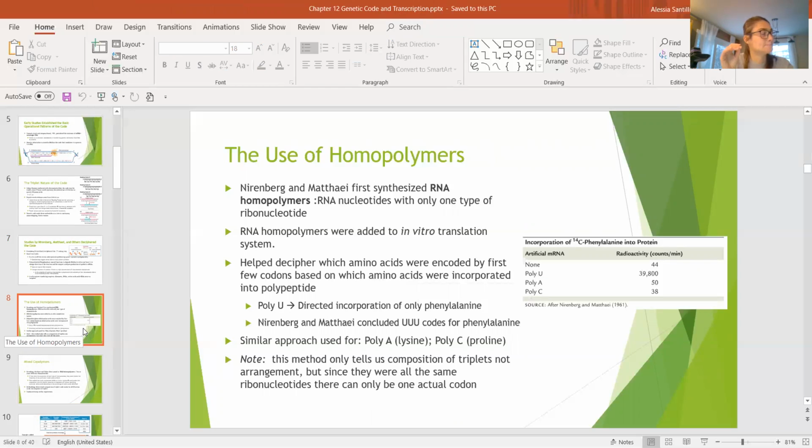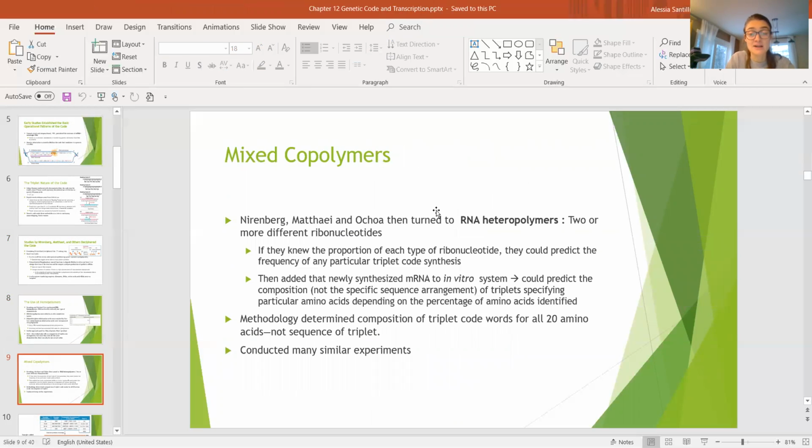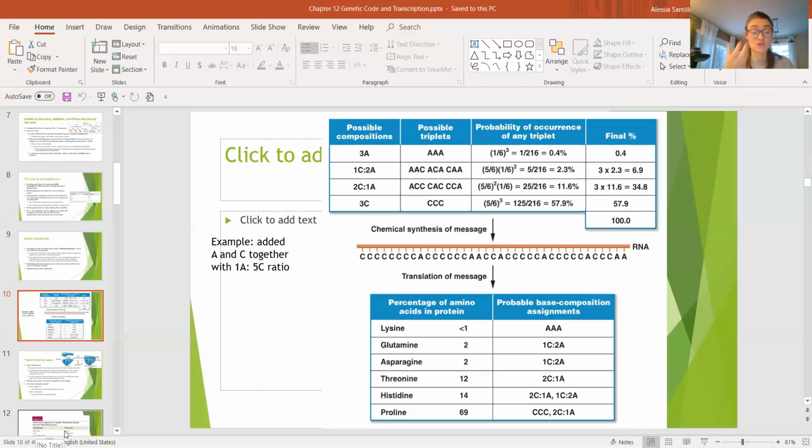So these were the first mRNA codes that they figured out. Then the next step was to make RNA heteropolymers, so mixed copolymers. So now we had 2 or more different ribonucleotides. In order to make this, remember the polynucleotide phosphorylase just randomly incorporates. But it incorporates depending on the composition, the amount of ribonucleotides available to it.